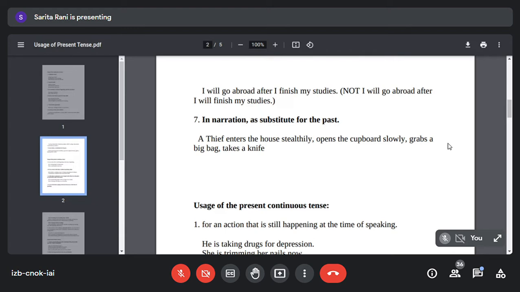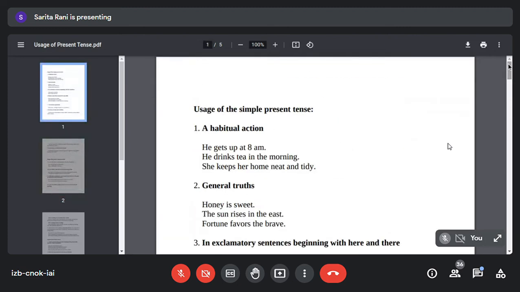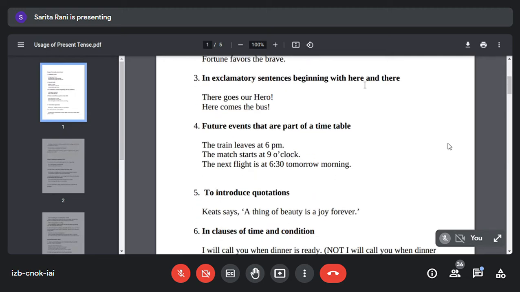Very good. Okay. Fine. Let us move on to the next type. Now I hope you have understood where we have to use simple present tense. Let us recap this. Clear? Simple present tense. Where do we use simple present? In the habitual action, in the universal truths or general truths, in exclamatory sentences that are beginning with here and there, and then for any action which has been planned and is a part of a timetable.